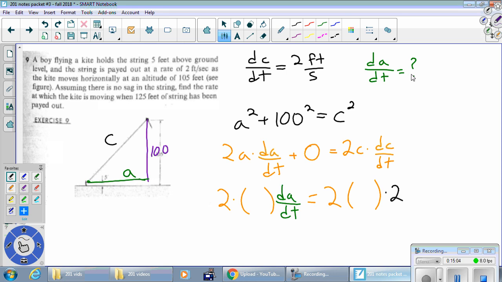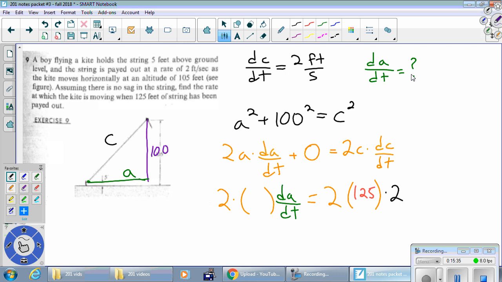Okay, so is there any other information in the problem? Yeah, where is it? 125 feet of string has been paid out. Okay, now we're ready to fix this thing at one moment in time when C is 125. And so we do get to plug in C equals 125 right now in that second set of parentheses. So C is 125 at this fixed moment in time, but what about A? Still don't know what A is. Well, at the fixed moment in time, we can find it.